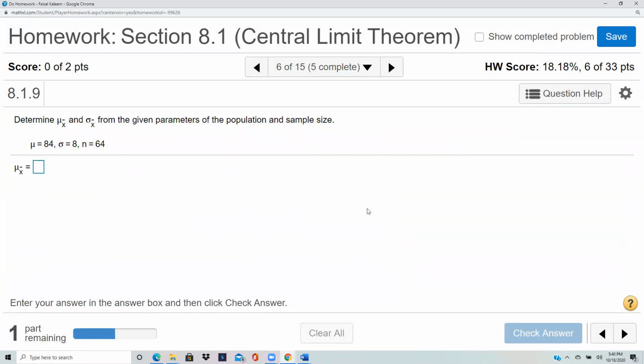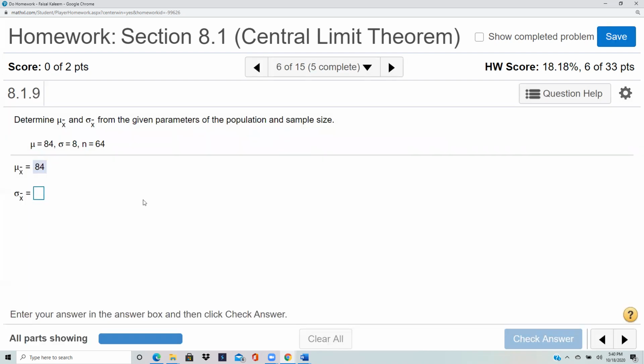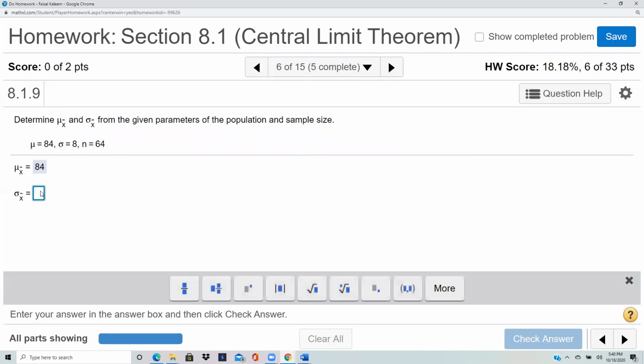Okay, determine mu x bar and sigma x bar. So mu x bar is just mu, 84. And sigma x bar will be the original sigma divided by the square root of the sample size, so the square root of 64, and that will be 1.